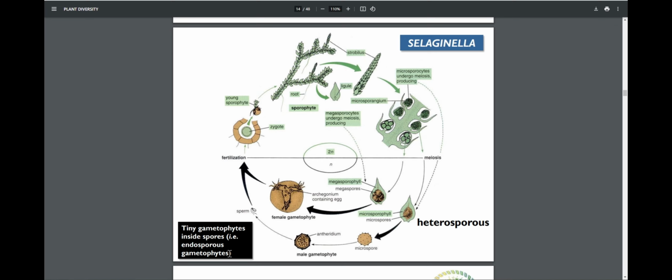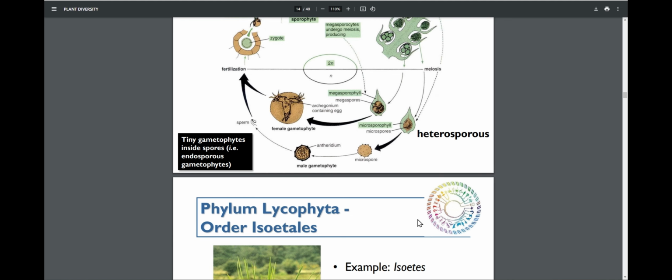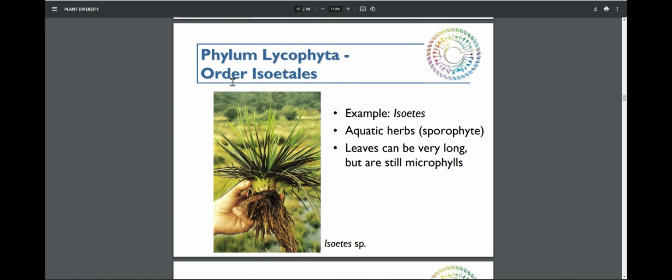Again, I want to emphasize endosporous gametophytes. These gametophytes, you see, they never leave the spore. They are still sort of living inside the spore. Maybe it has tiny extensions, but overall it will not grow much bigger than the spore. It's a very similar size or even always inside. Okay, so now we will move on to the next order, Isoetales, with the example Isoetes.